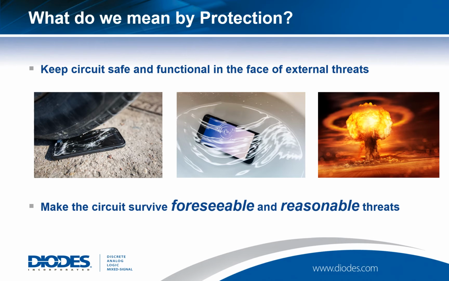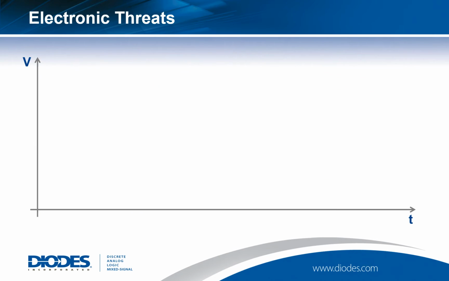In the cases above of running over a phone with a car or dropping it down the toilet, obviously that's a problem for the mechanical engineers. We're dealing with the electronics, so what are we going to talk about? We're going to talk about electronic threats. What sorts of threats might these be?